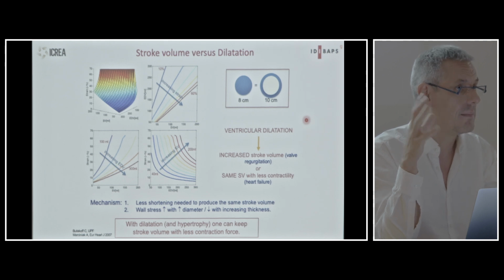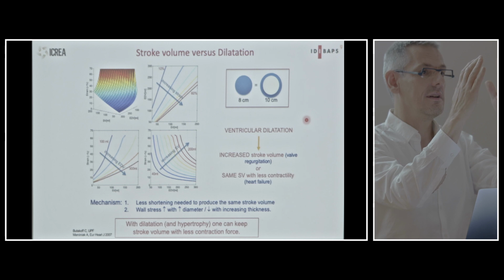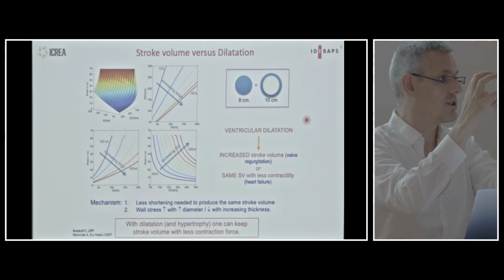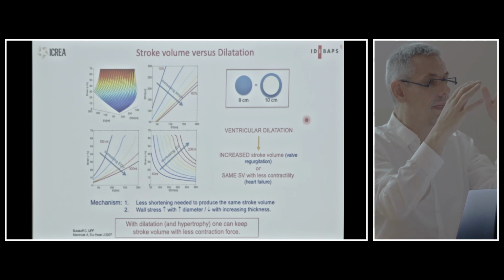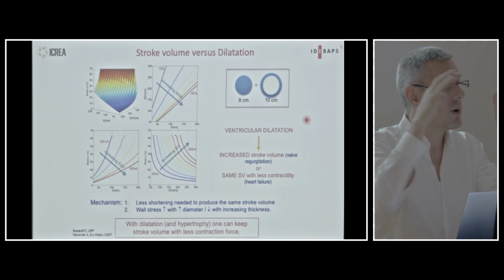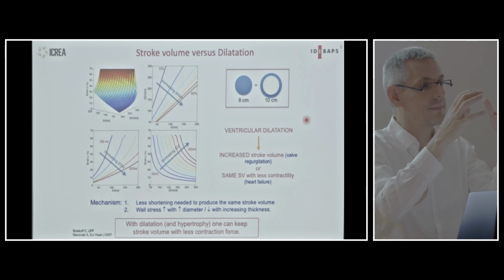And they are mathematically strictly related. So if you have a certain ventricle, you have then a certain amount of global strain, that will result in a stroke volume to be generated. If we have less strain, we will have less stroke volume. If we have more strain, we will have more stroke volume.